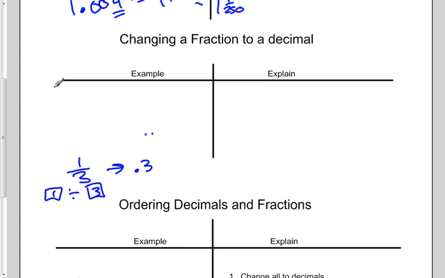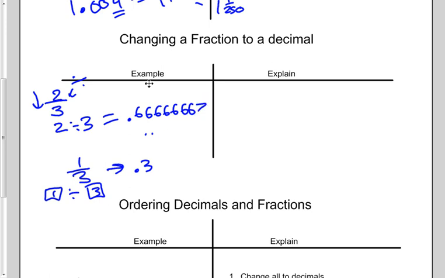Let's try 2/3. All right, we're going to do 2 divided by 3. We divide down. This is a division sign. And on my calculator, it's going to look like this, 0.666666666, and then eventually a 7.